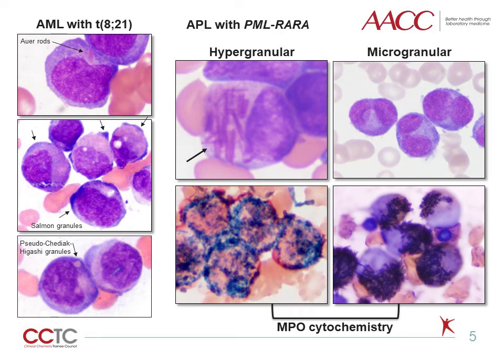AML with translocation 8;21 typically presents with needle-shaped Auer rods, salmon-colored granules that typically cloak part of the nucleus, and some blasts show large pseudo-Chediak-Higashi-type granules. These cases usually show expression of CD34 with dim CD33 staining, frequent expression of CD19, and a variable expression of CD56.